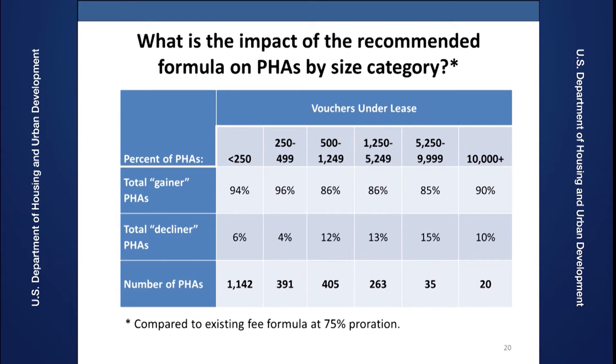So this table looks at the impact of the recommended formula on PHAs by size category. And as you can see, a majority of the PHAs in all the size categories would experience a gain under the new formula relative to what they were getting during this time period. But in general, a higher percentage of the smaller PHAs would experience a gain compared to larger PHAs. And there's a couple reasons for this. Mainly because the larger PHAs don't get the extra fee for being small, because they're not small. And they also tend to have higher FMRs, meaning that they get higher fees under the existing formula.